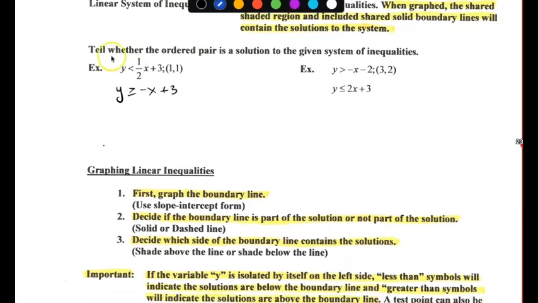For our first example, we'll tell which ordered pairs are solutions to a given system of inequalities. Much like we did last time, we're going to substitute our point into both inequalities because it's a system. Now we have two inequalities, and if it works for both of them, it's a solution. If it doesn't work for one of them, then it's not a solution. So it has to work for both for it to be true.